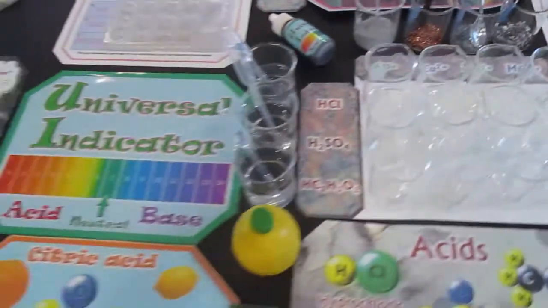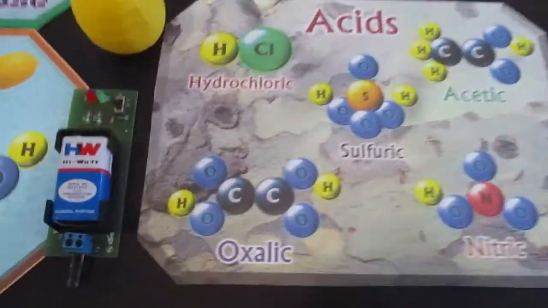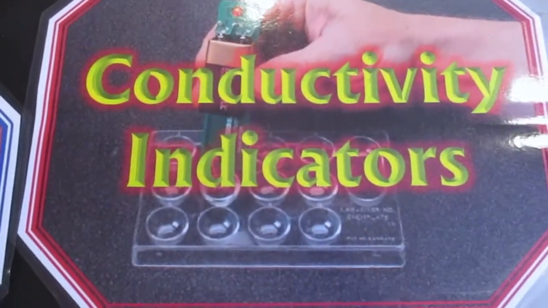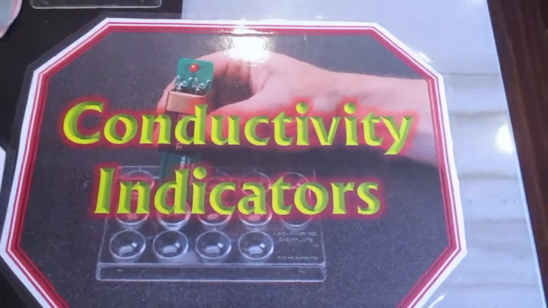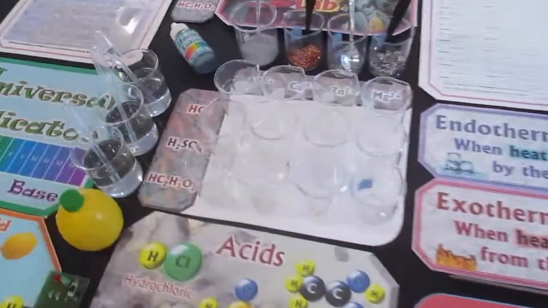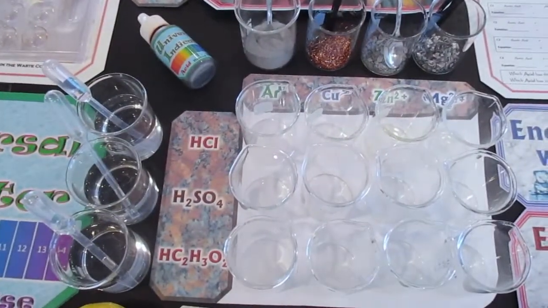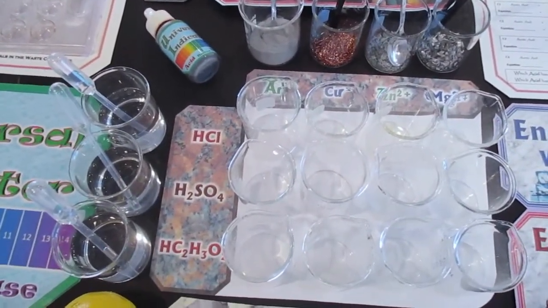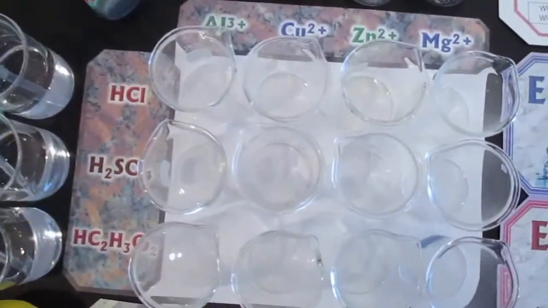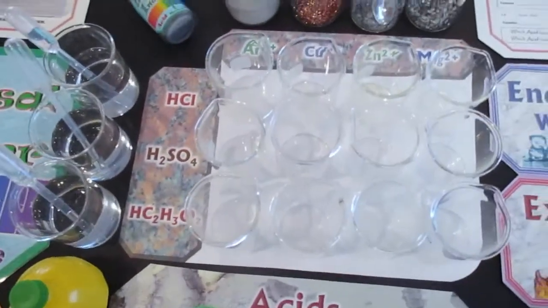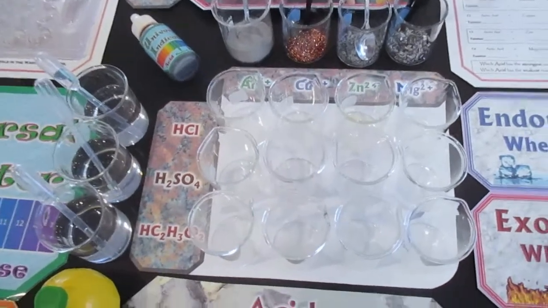Also, acids are supposed to be electrolytes, so we can check that with the conductivity indicator. And with all of these reactions, some of them might not even react. So we'll check if there's a reaction, looking for the signs of a chemical reaction: change of color, evolution of a gas, an odor that's given off.